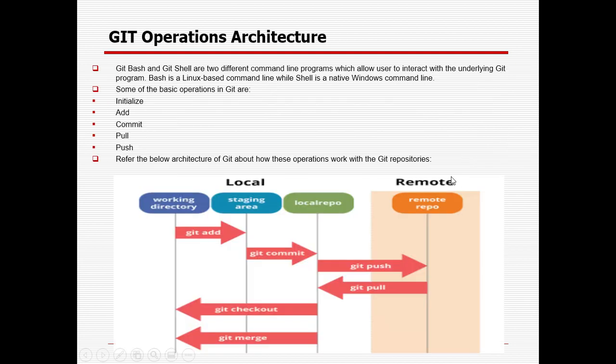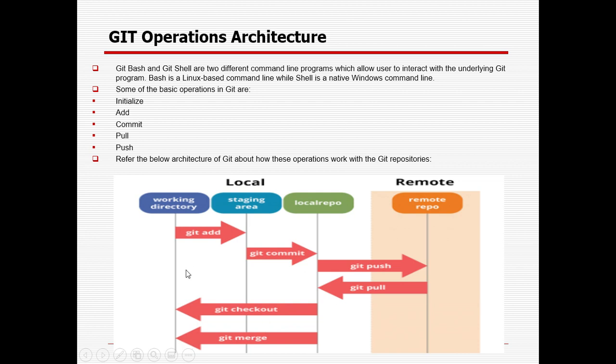This is your remote repo, meaning you are interacting with GitHub or Bitbucket or GitLab. First you will be pulling the code, and that code will be checked out into the working directory. In the working directory you can add, remove or edit files. You will add them with the help of the git add command. You will move the changes to the staging area, and from the staging area to the local repo with the help of git commit.